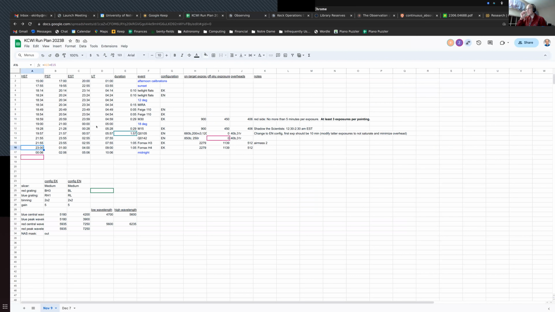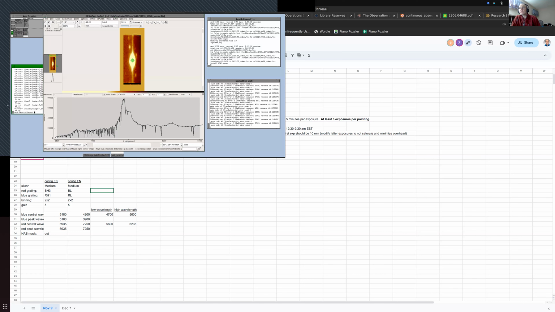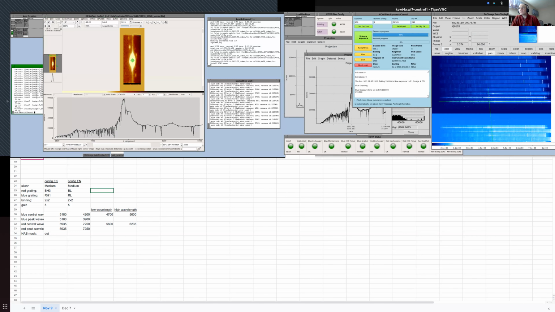What you're looking at now is just Google Sheets, but it's my run plan for tonight. You can see that at 9:55 Hawaii, 11:55 Pacific, 2:55 Eastern, that's when we're going to be moving to the Fornax dwarf galaxy. But right now, in a few minutes, Evan is going to be moving to his next quasar.